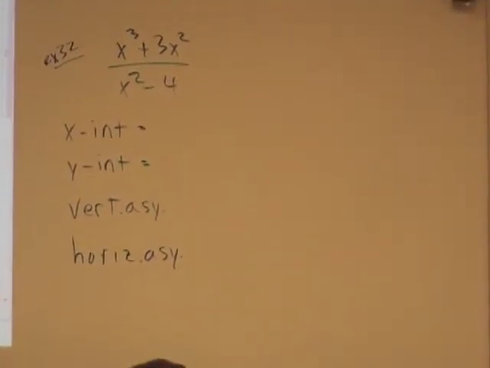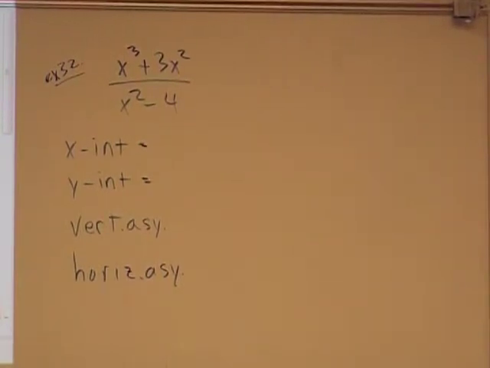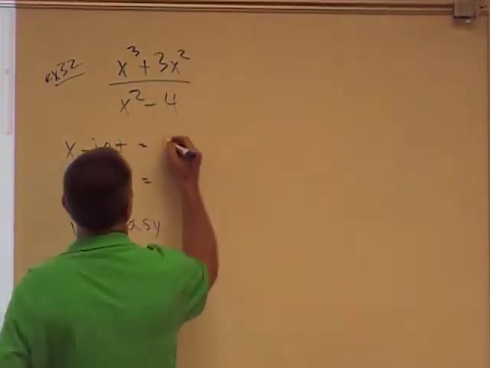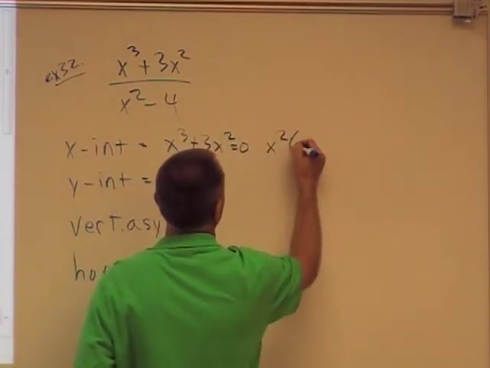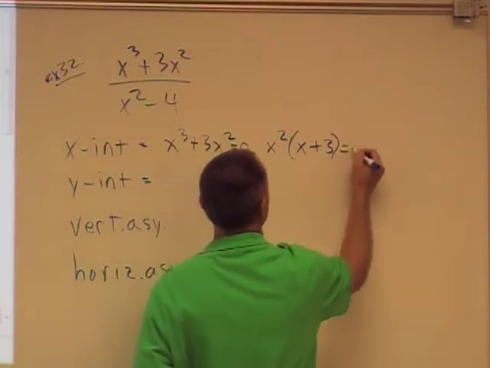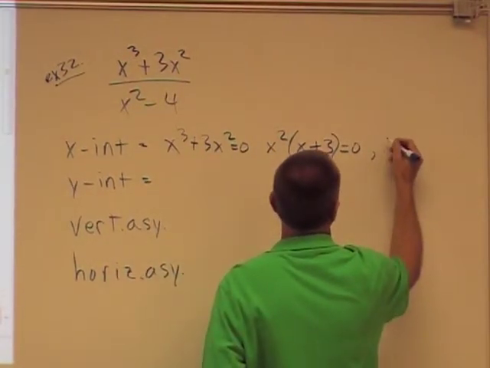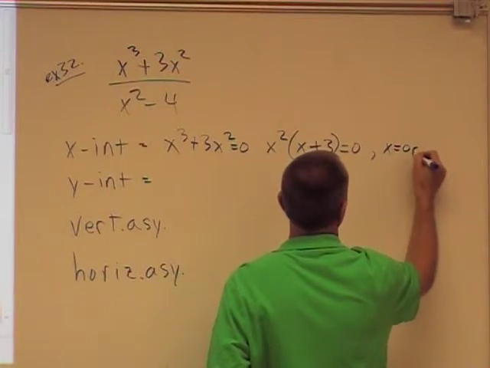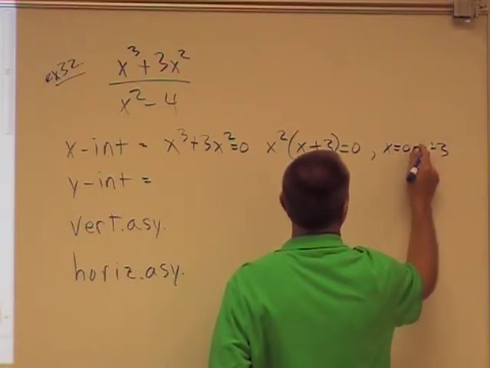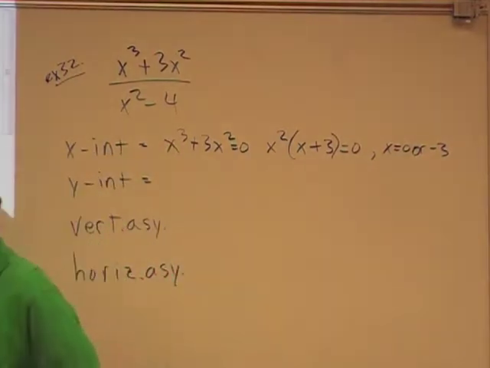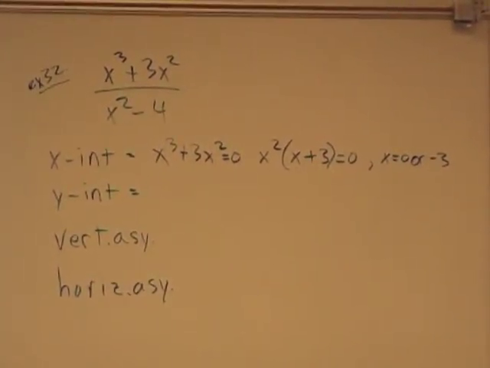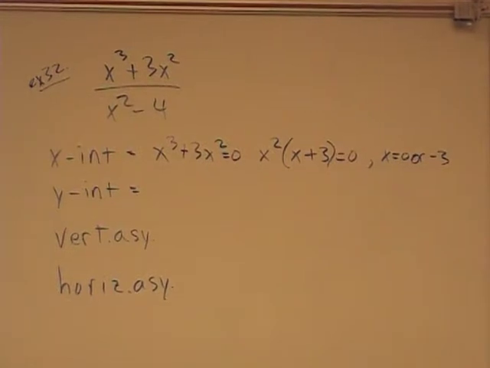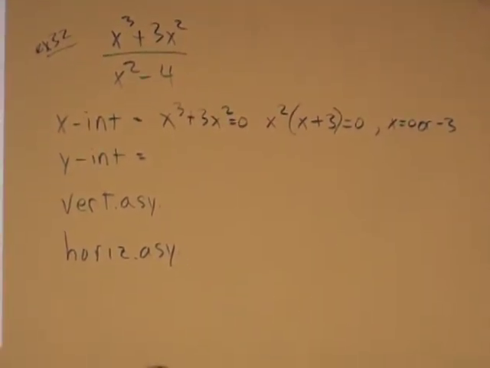How do we find the x-intercept? Numerator equals 0. So we want to factor out an x squared. So x equals 0 or negative 3. Did you all get that? Alright, you're all such wonderful students. That was easy, right? You're just finding zeros, just like what we've been doing the last 2 chapters.